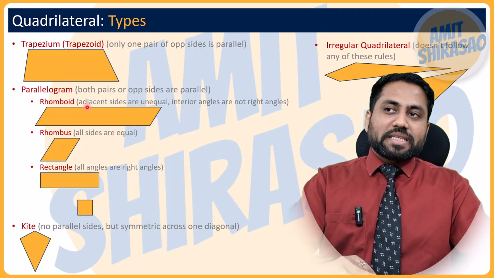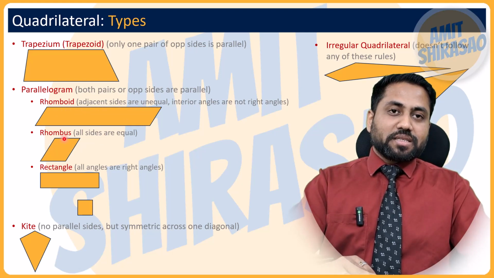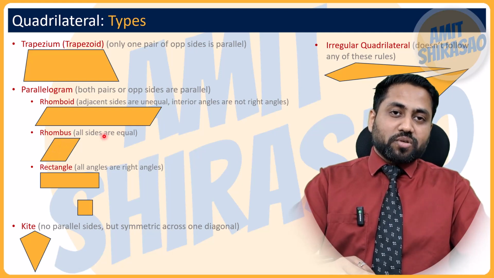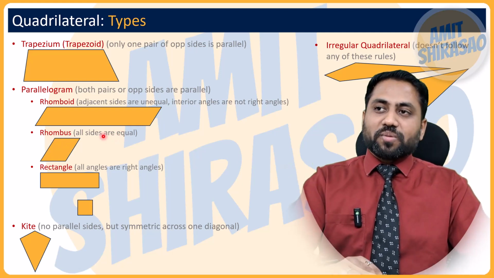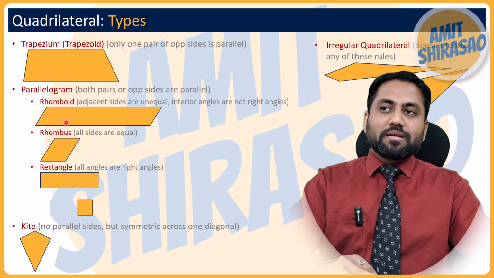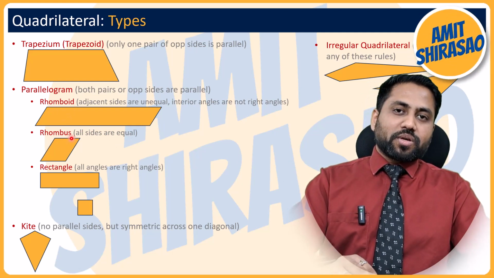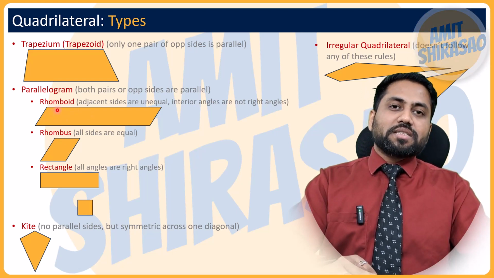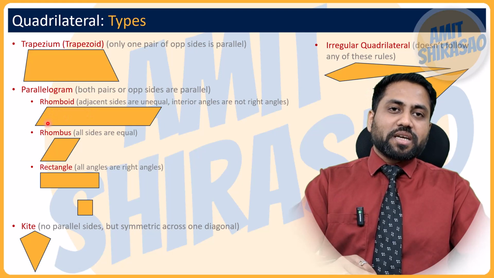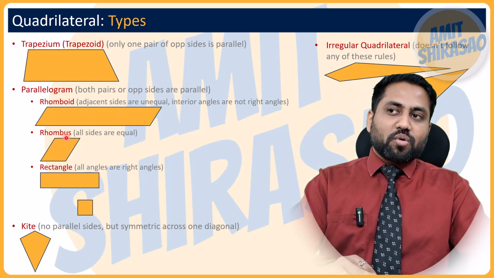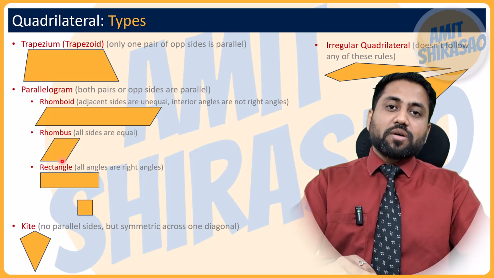But let us say that adjacent sides are equal. So adjacent sides are equal, and obviously the opposite sides will also become equal. Then all the sides are equal. In short, all the sides are equal. Then it becomes a rhombus. Rhomboid versus rhombus. Okay, don't get confused. Rhomboid does not have adjacent sides equal, and it does not have a right angle anywhere inside it. And rhombus, on the other hand, has all the sides equal.